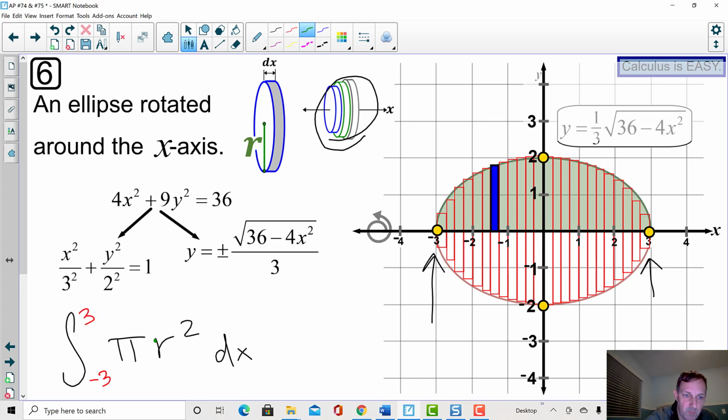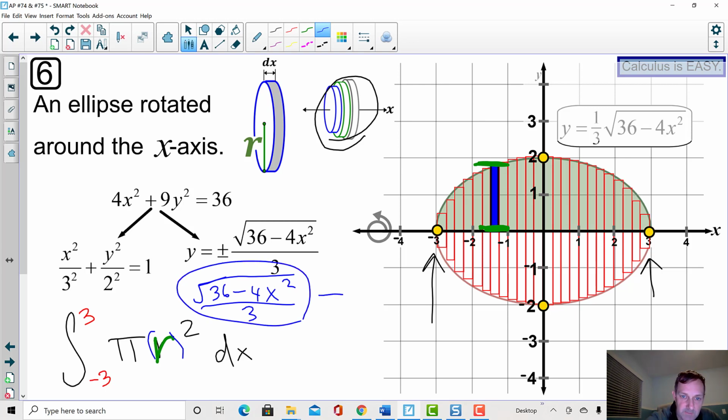And the hardest part is always finding the r. What is the r? If this blue rectangle over here was my r, then I would just need to do the top minus the bottom. The top is just the function. So for an ellipse, if you solve it for y, you're going to get plus or minus, and the plus is going to be the top. So again, we're doing top minus bottom, and the top is going to be this right here, and then minus the bottom, which is just the x-axis, so that's y equals 0. You don't really have to put the minus 0. So that's going to be your radius.